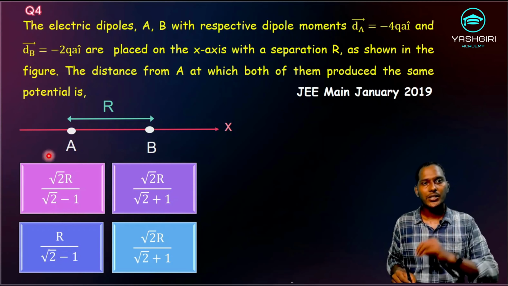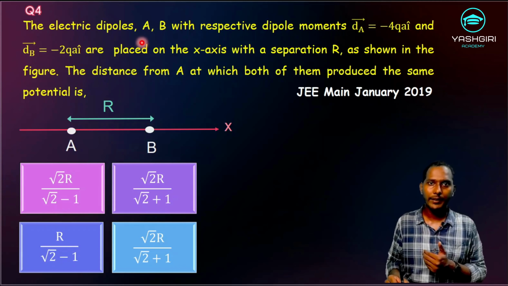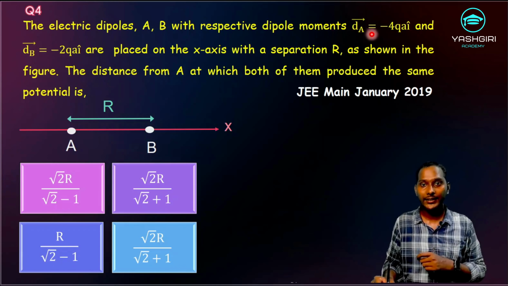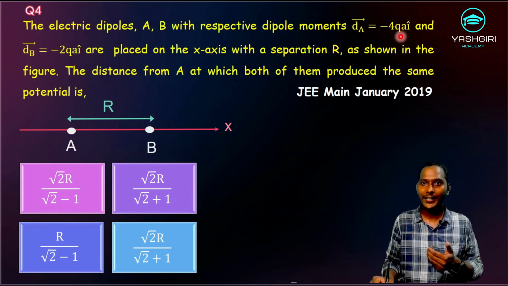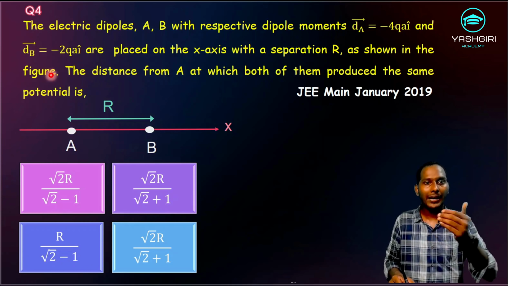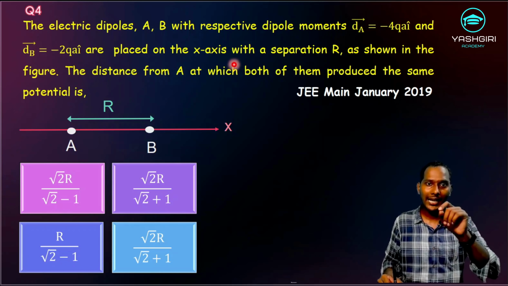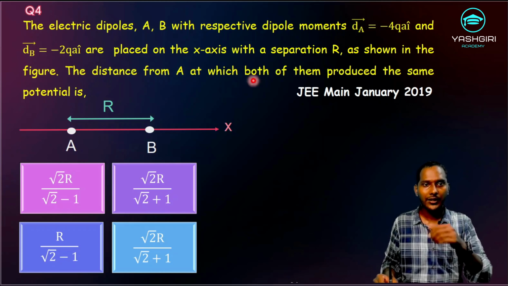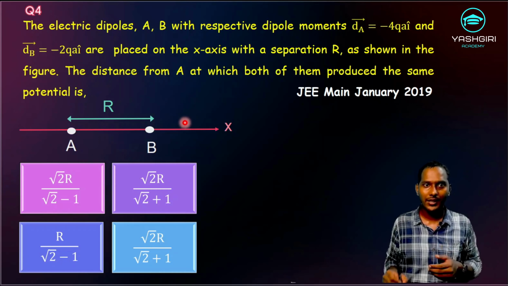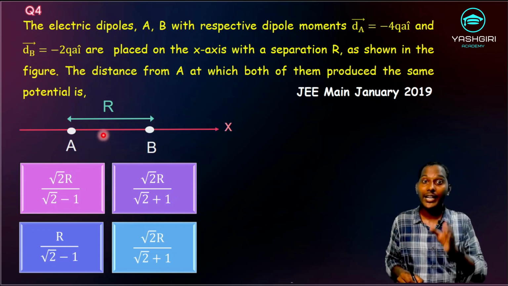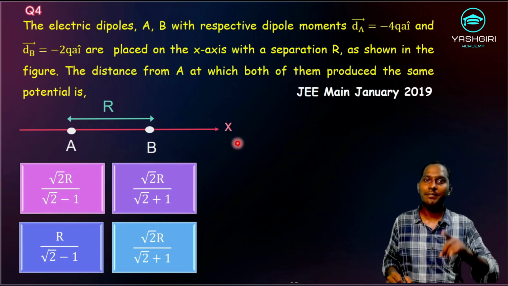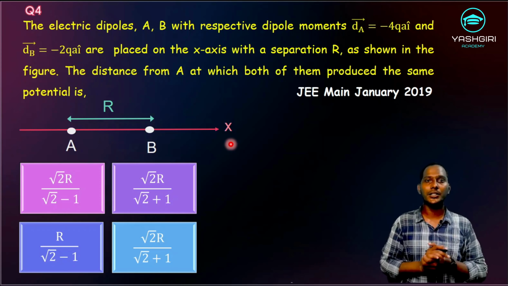Now if you see this question, students: the electric dipoles A and B with dipole moment vectors d_A equal to minus 4qa i cap and d_B equal to minus 2qa i cap are placed on the x-axis with a separation r, as you can see in this figure. The distance from A at which both of them produce the same potential is what? So that's the question here.